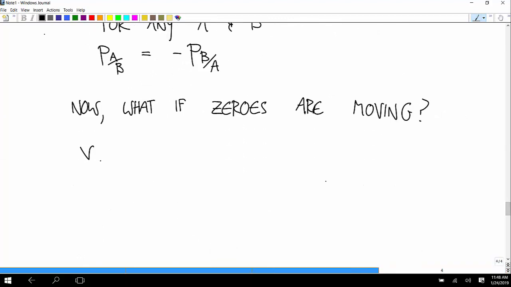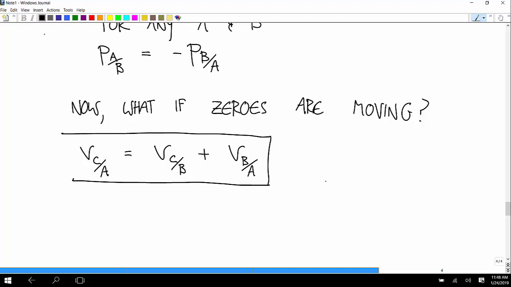So the velocity, sorry, use the same subscripts. Velocity of C relative to A is equal to the velocity of C relative to B plus the velocity of B relative to A. And with acceleration, the acceleration of C relative to A is equal to the acceleration of C relative to B plus the acceleration of B relative to A.